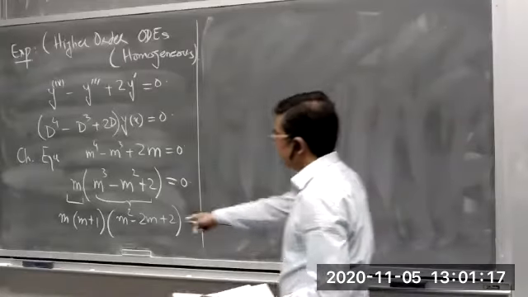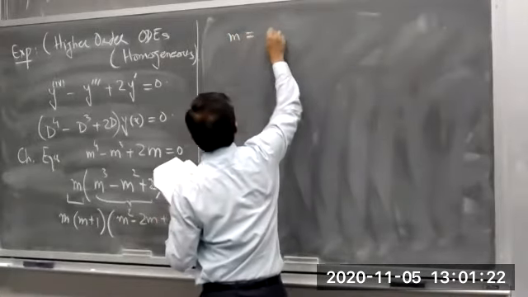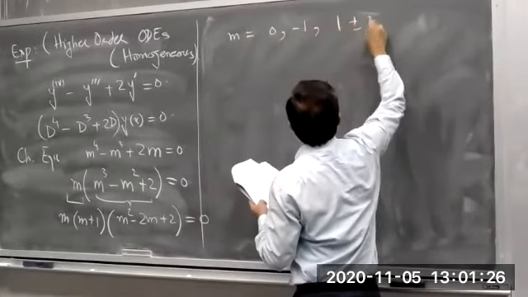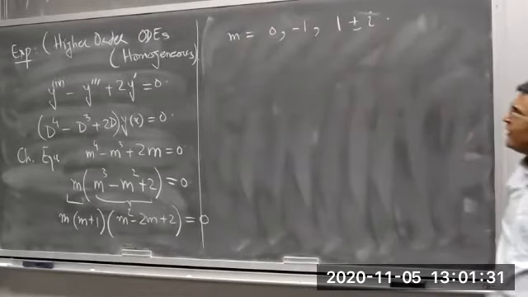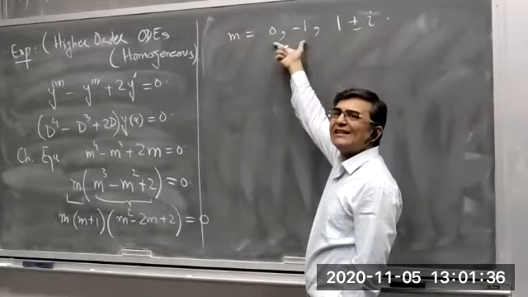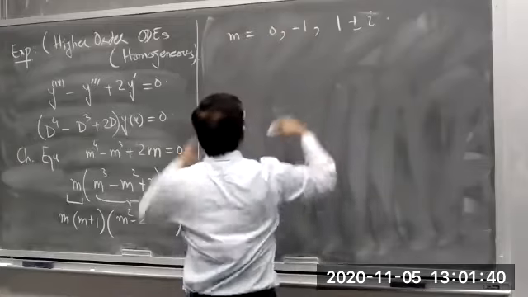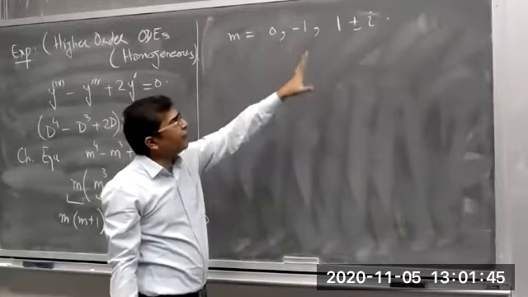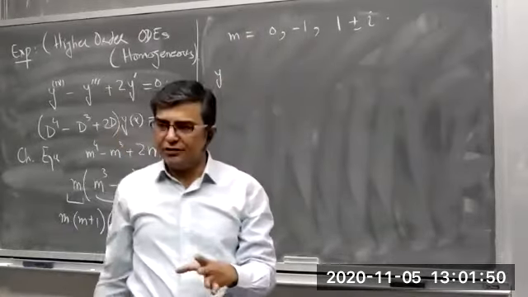After solving this 4-degree polynomial, we obtain roots, which are m equal to 0, minus 1, and 1 plus minus iota. So these are the 4 roots. Now you can see that there are 4 roots, 2 are complex and 2 are real and distinct roots. Then how to write the general solution, or how many solutions do we obtain? We can write a solution for each root. We will definitely have 4 solutions.